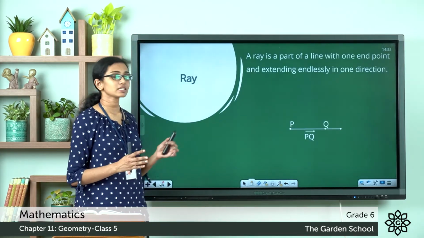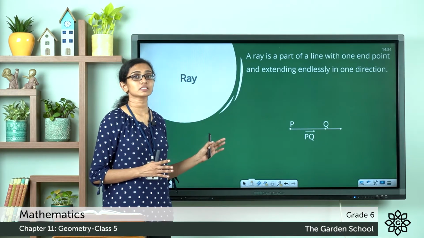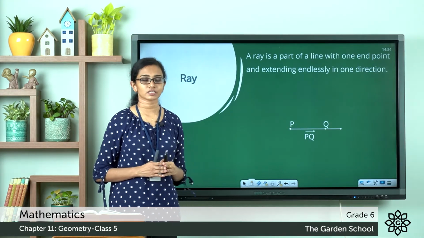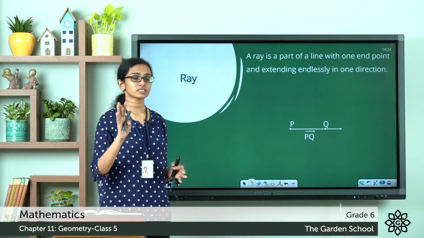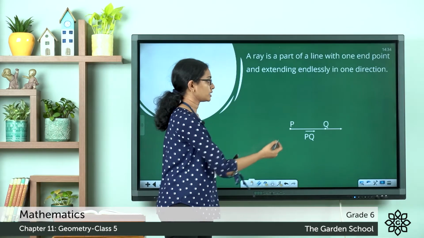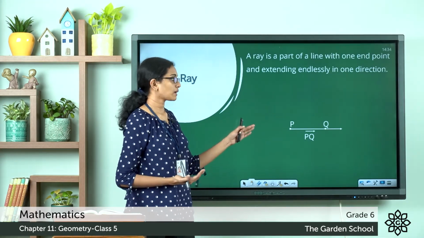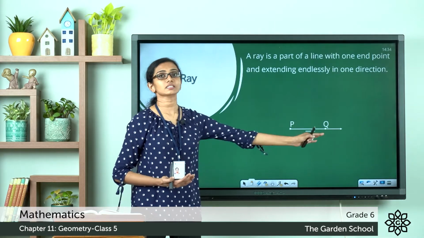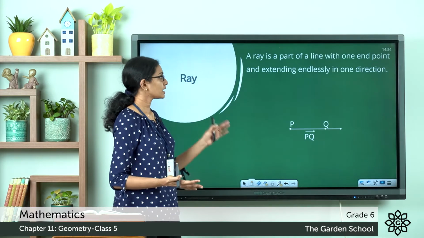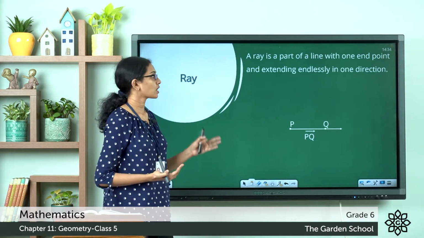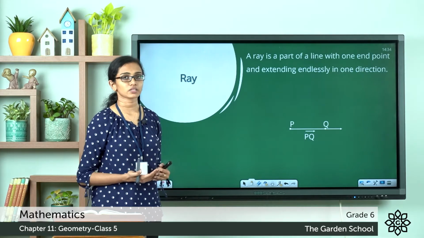You see, a ray is a part of a line that starts from one endpoint and extends indefinitely in one direction. So here you can see ray PQ. It starts at the endpoint P, or the source of the ray is the point P. It passes through point Q and extends indefinitely in the other direction. So a ray is a part of a line with one endpoint and extending endlessly in one direction.